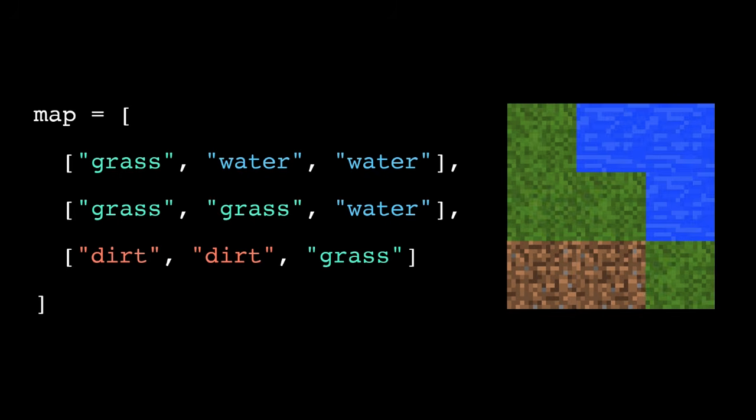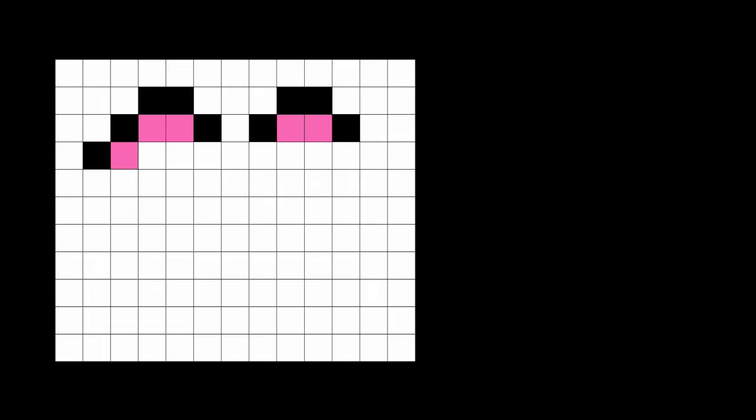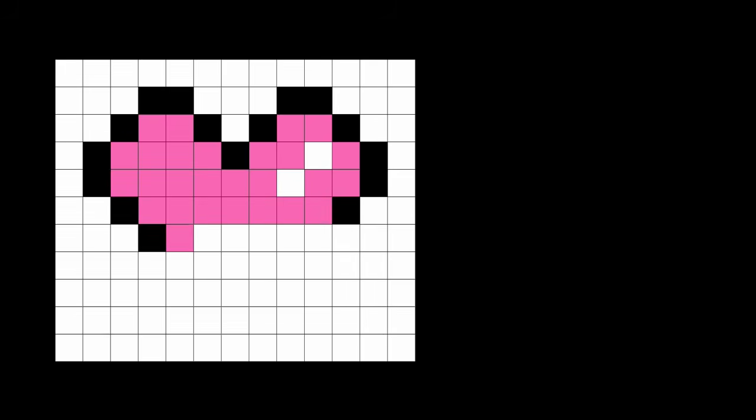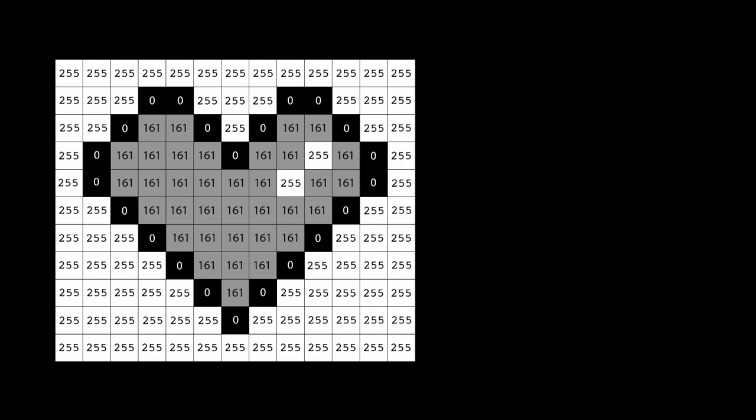Some specialized programmers also use 2D lists for mathematical matrices and linear algebra, like 3D animation and even large language models. But probably the most common use case of 2D lists are images. Digital images are made up of thousands of tiny squares called pixels, which together form the image, kind of like a mosaic. In grayscale images, each pixel is represented by an integer from 0 to 255. 0 is the least brightness, or black, and 255 is the most brightness, or white.